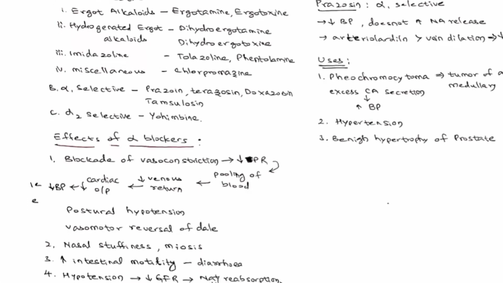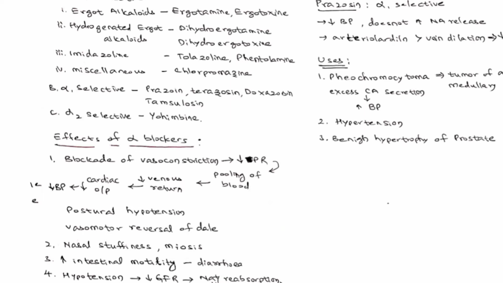Due to the decrease in blood pressure, if there is a change in posture, it leads to postural hypotension. If you are lying down and standing erect, it changes the blood flow towards the CNS, and this can lead to postural hypotension, which is the main drawback of using alpha blockers.